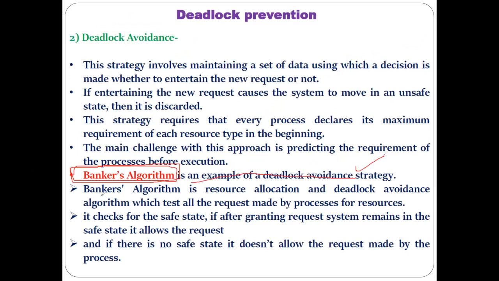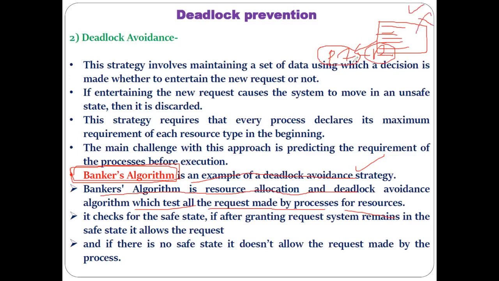So what is the banker's algorithm? It is a resource allocation and deadlock avoidance algorithm, which tests all the requests made by the process for the resources. This is the algorithm which utilizes a certain kind of database, and it tests before finally allocating the resource to the process. What does it test? If a certain process P7 comes, the algorithm tests if you allocate a certain resource to P7, whether our system will be in the safe state or in the unsafe state.